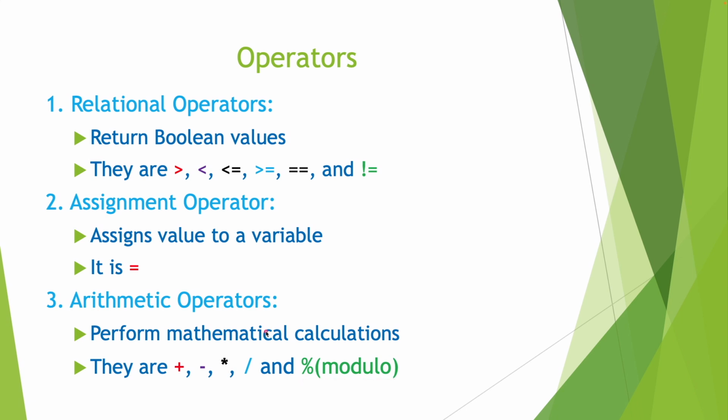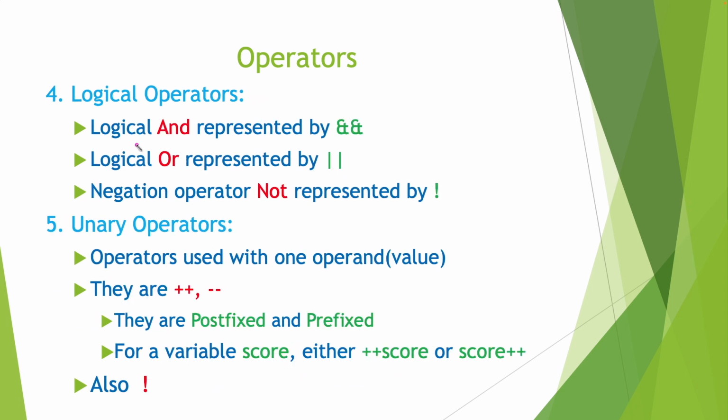What these operators do is they help to perform some mathematical calculations. These are straightforward, clear. And with this one, what happens is that when you divide one number by another number, this will return remainder of that. Logical operator AND is represented by double ampersand signs. Logical operator OR is represented by double pipes, and a negation operator NOT is represented by an exclamatory sign.